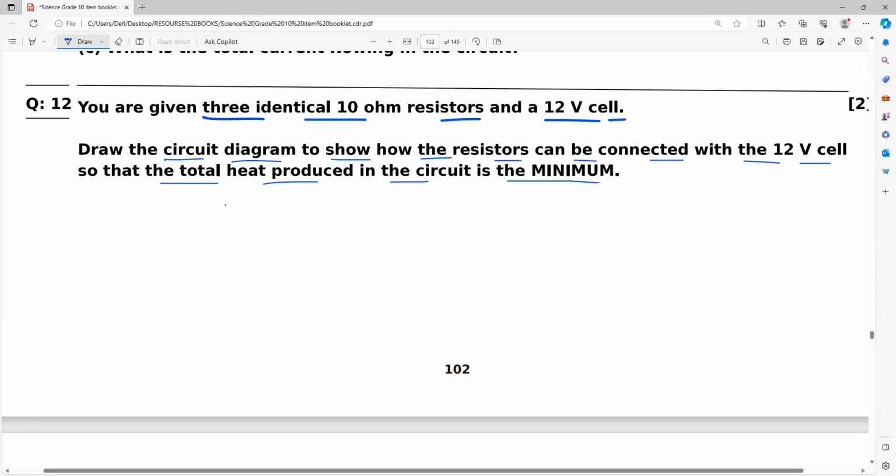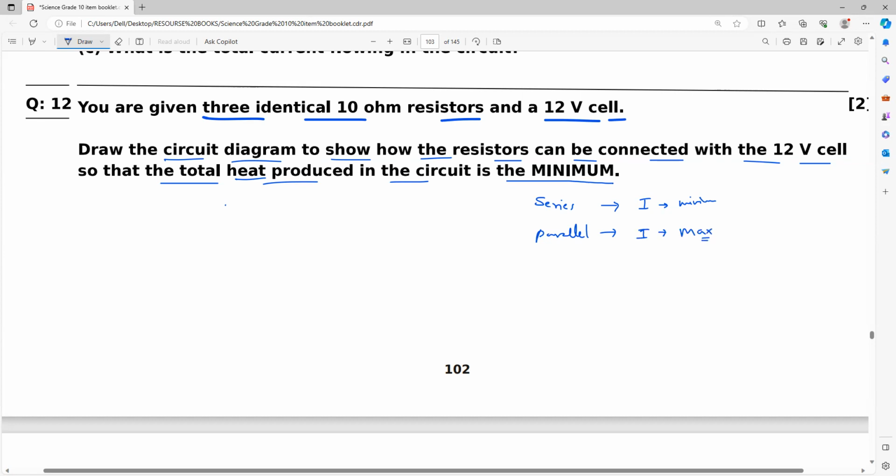circuit is minimum. So draw the circuit diagram to show how the resistors can be connected with the 12 volt cell so that the total heat produced in the circuit is the minimum. So we all know that in series connection, current will be minimum, and in parallel connection, current will be what? Everybody. Current will be maximum.